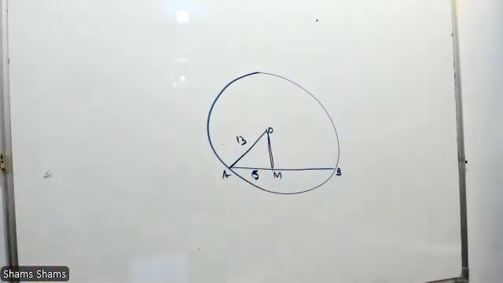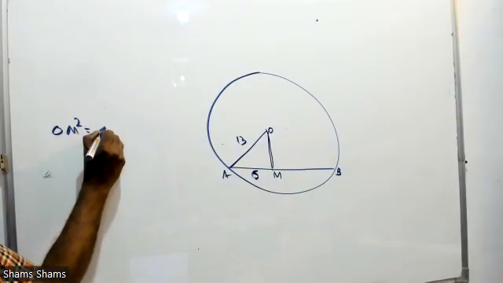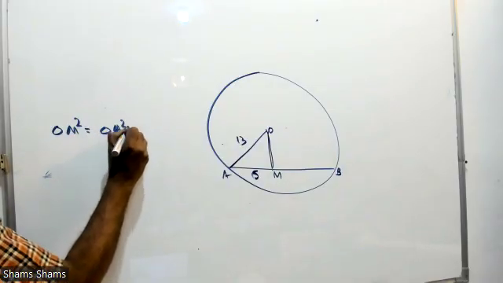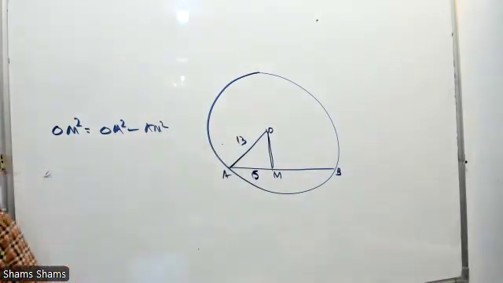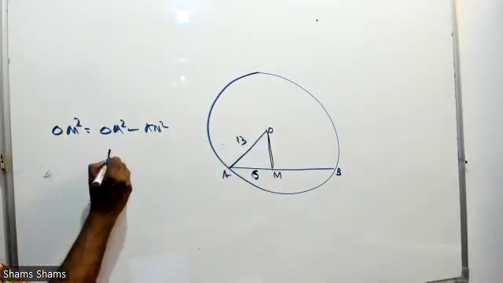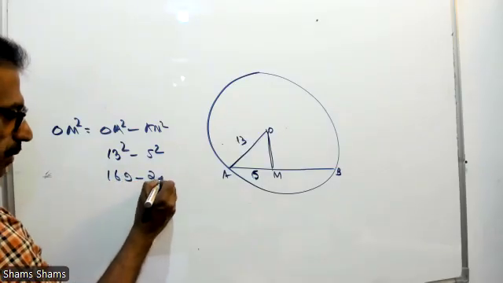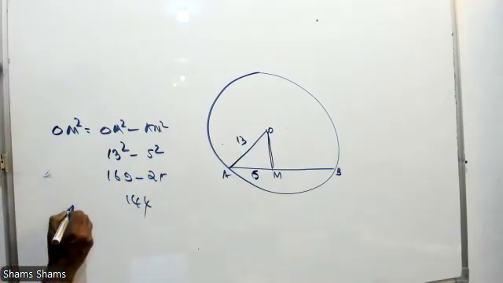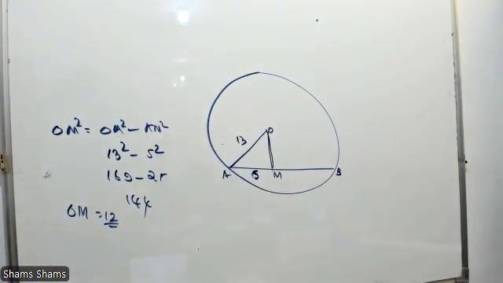OM square is what? OA square minus AM square, by Pythagoras theorem. 13 square minus 5 square: 169 minus 25 is 144. So OM is what? 12 centimeter. Clear? Okay.